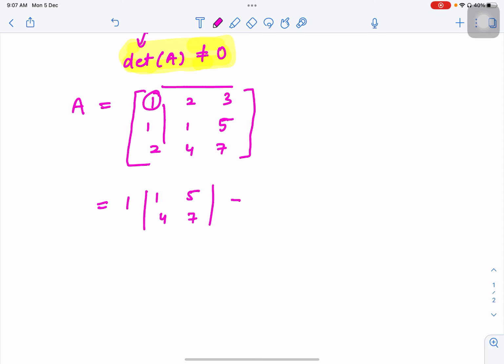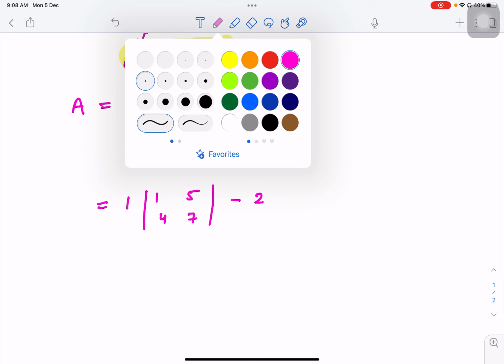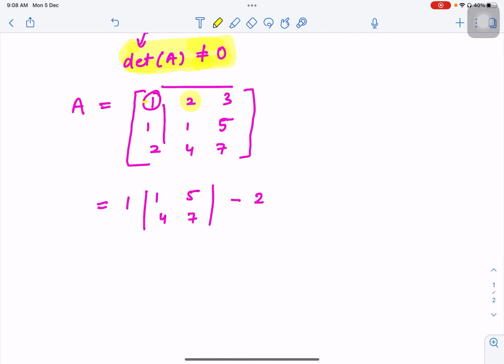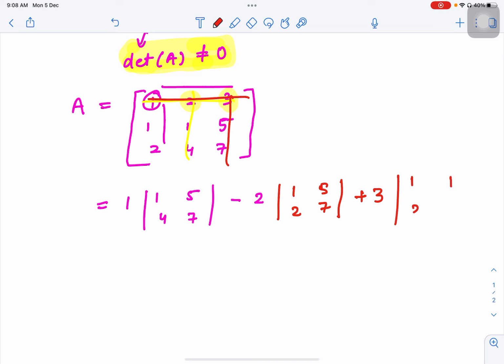In the same way, minus, you take the second element now, which is 2, and delete that row and delete that column. So basically delete this row, delete this column. So what remains? 1, 2, 5, 7. Likewise, take the next term, which is 3, and we'll have alternate sign, which is plus, then delete that row, delete this column. So we'll have 1, 1, 2, 4.